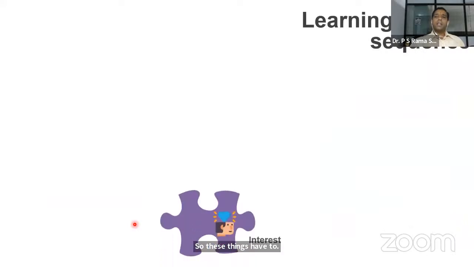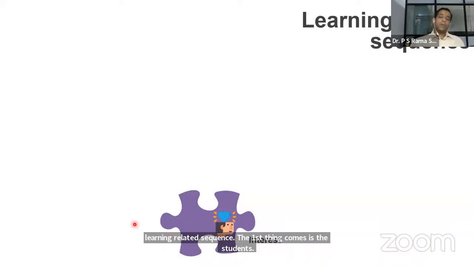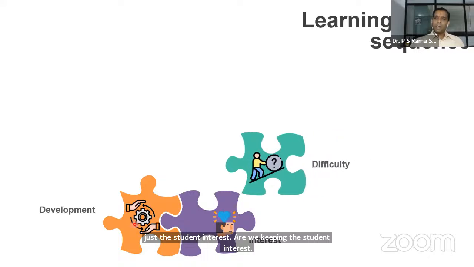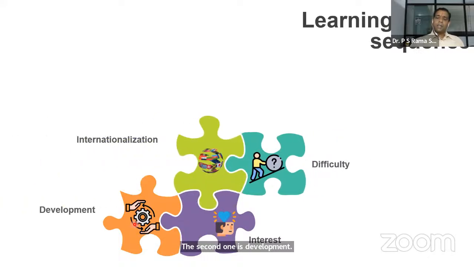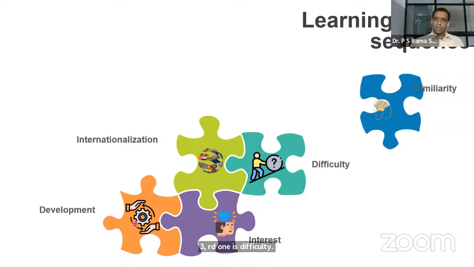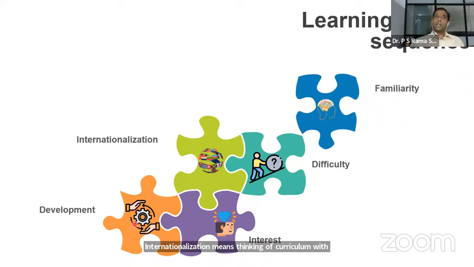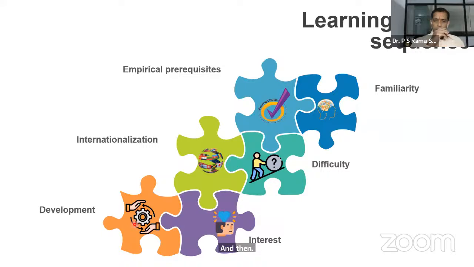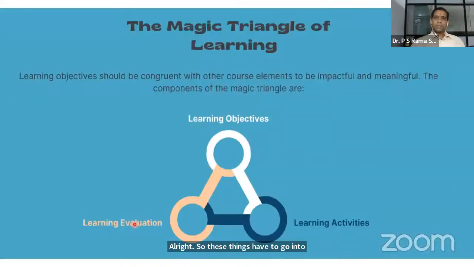The other one is the learning-related sequence. In the learning-related sequence, the first thing that comes is the student's interest. Not just the student interest, are we keeping the student interest? The second one is development. Third one is difficulty. Internationalization means thinking of our curriculum with the global requirements. Then familiarity of the student with the respective topic. Is he already familiar with it? And then empirical prerequisites. Right? So these things have to go into the learning sequences.